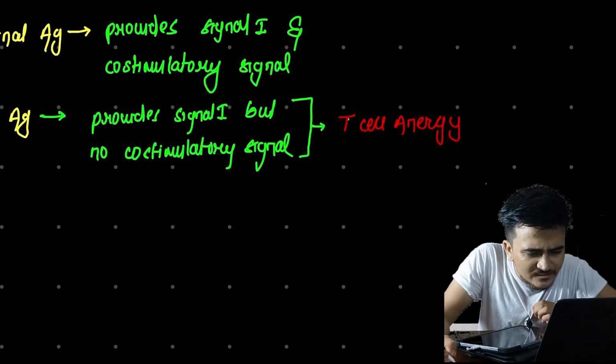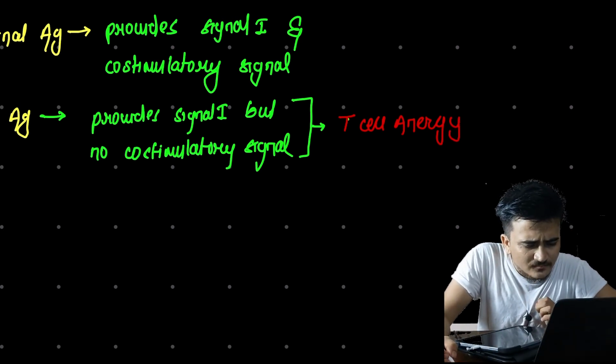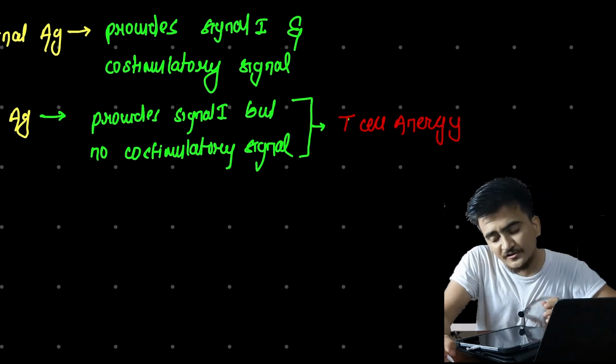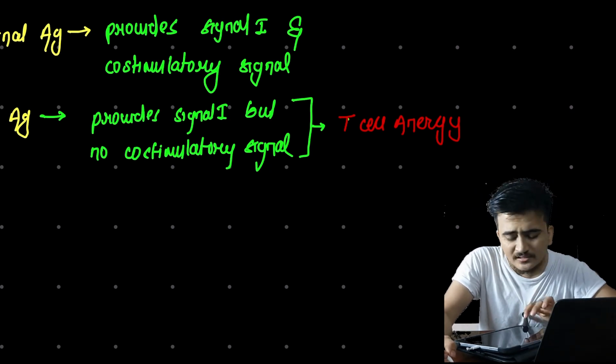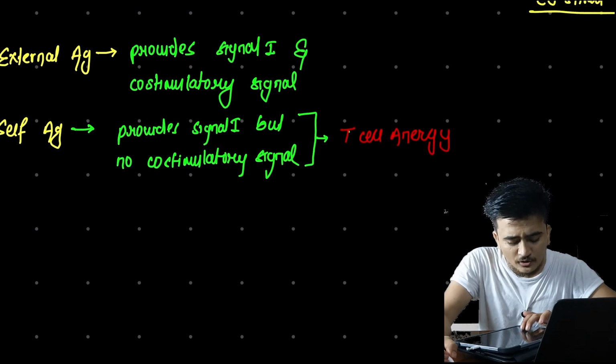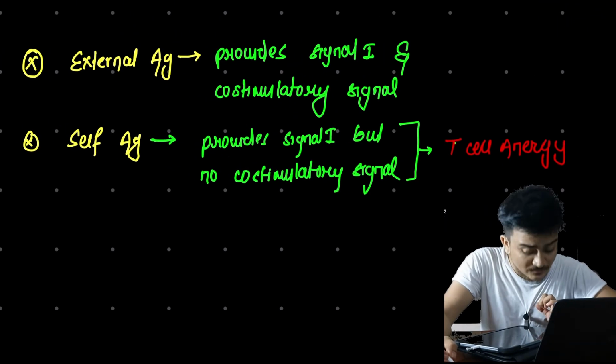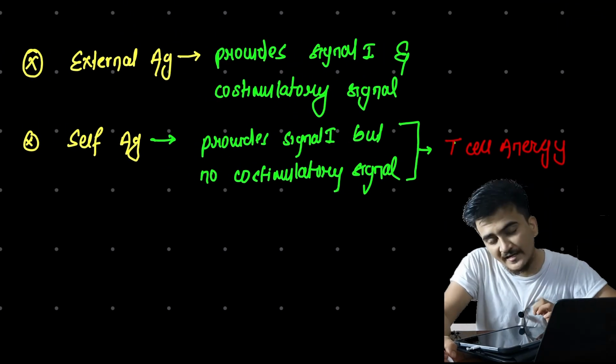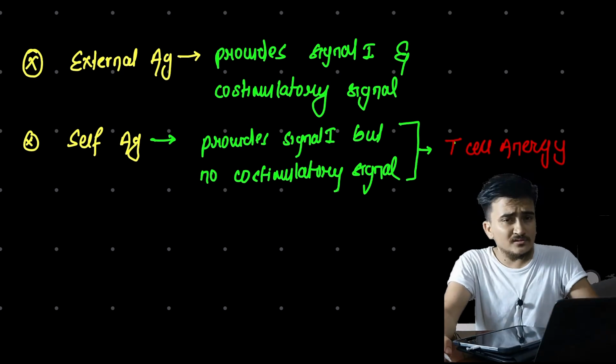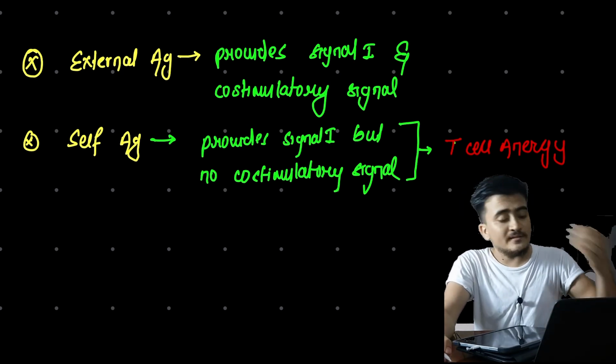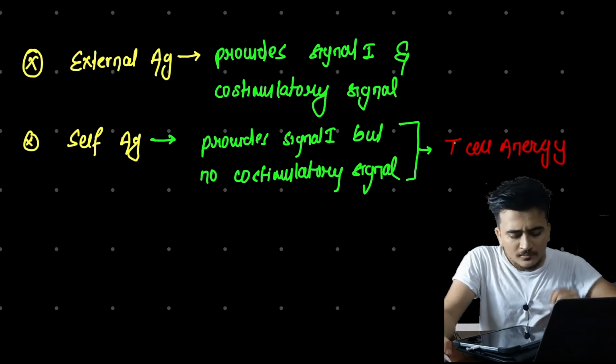Okay, what is T cell anergy? That means the condition in which there won't be the activation of T cell. The condition in which there won't be T cell activation, that is what T cell anergy is. That means T cell anergy occurs at what time? At the time when there will be the presence of self antigen. Why? Because there won't be co-stimulatory signal. That's all.